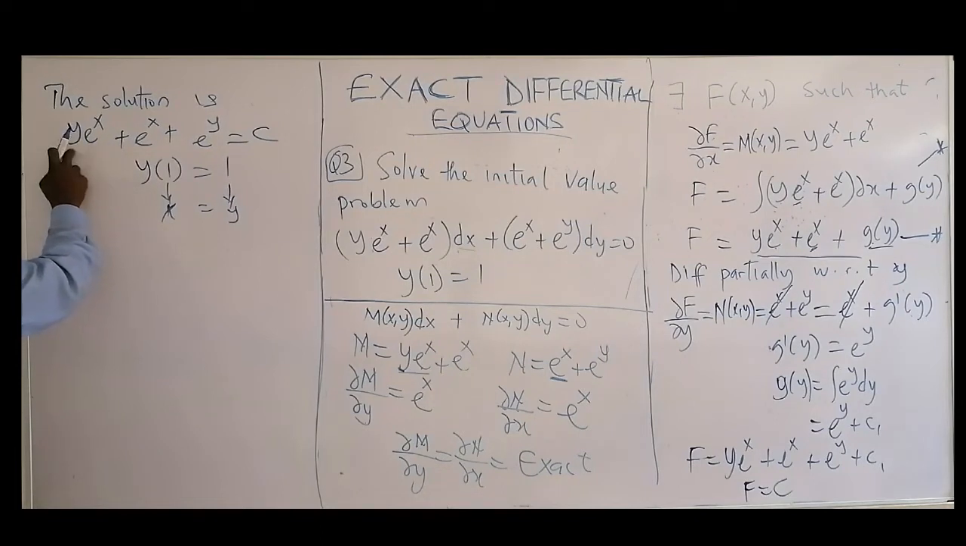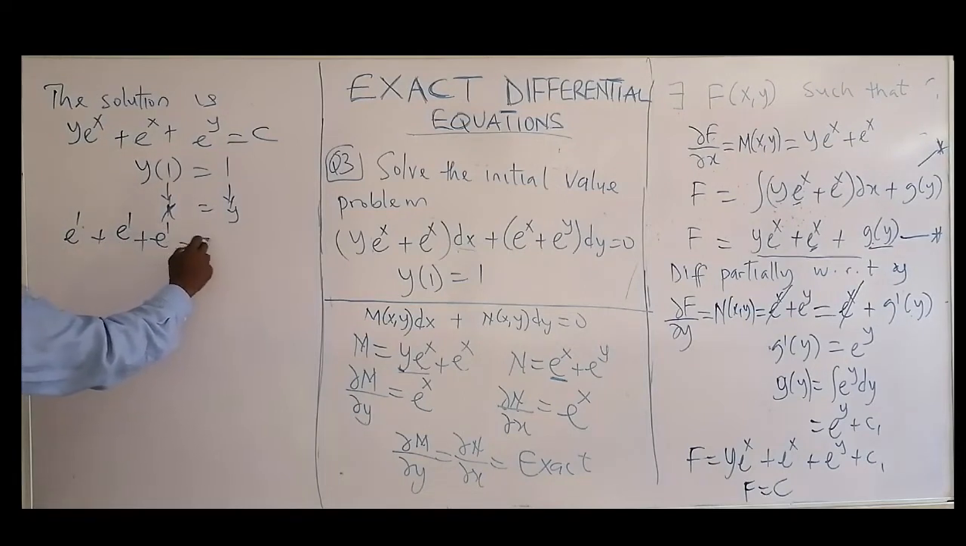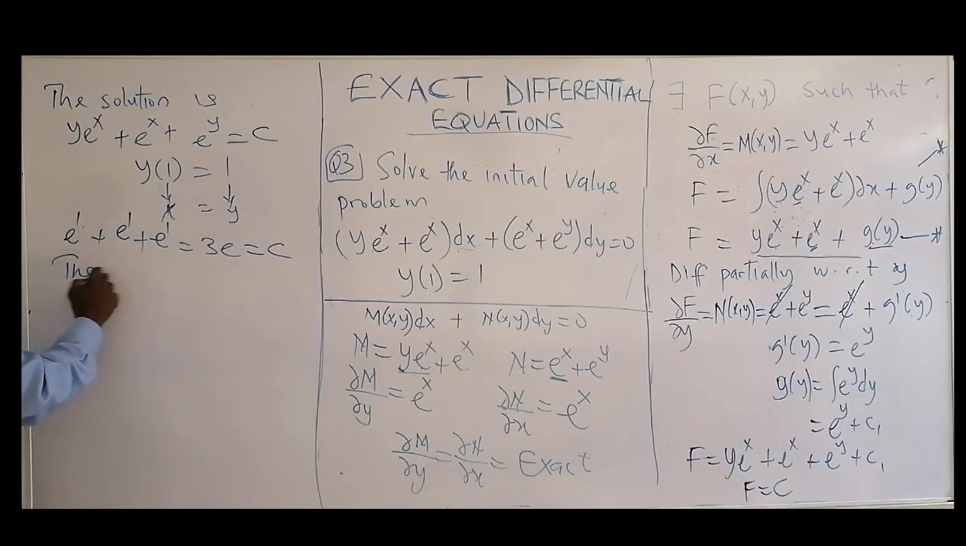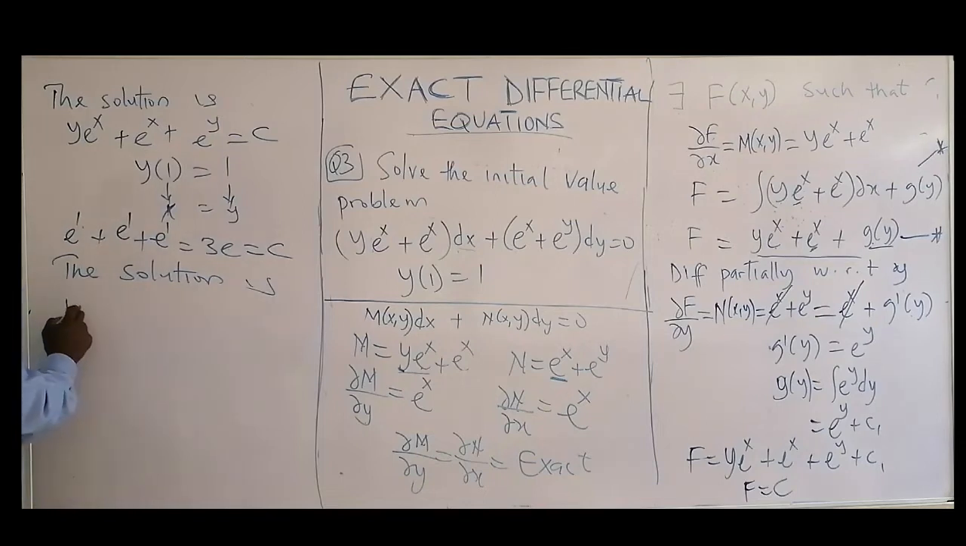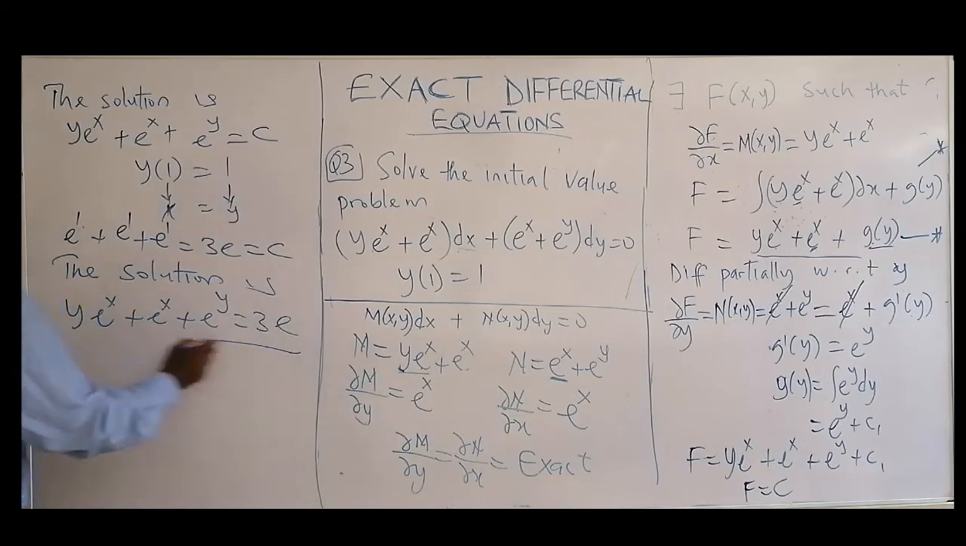x is 1, this is 1, this is 1. I have this plus this one also. I have e^1 here plus e^1. So that will give me 3e, equal to c. So the solution is now this plus this plus this equal to 3e. So that's the answer to that problem.